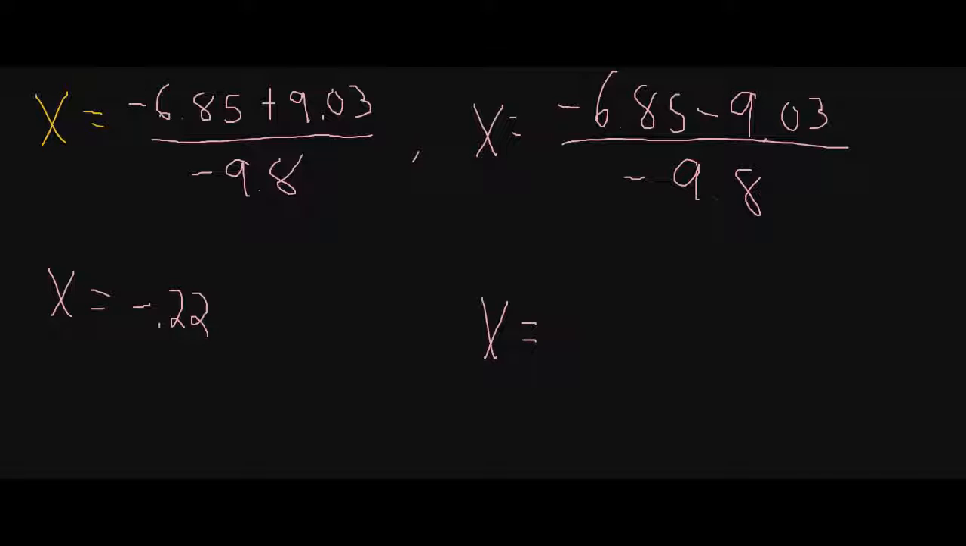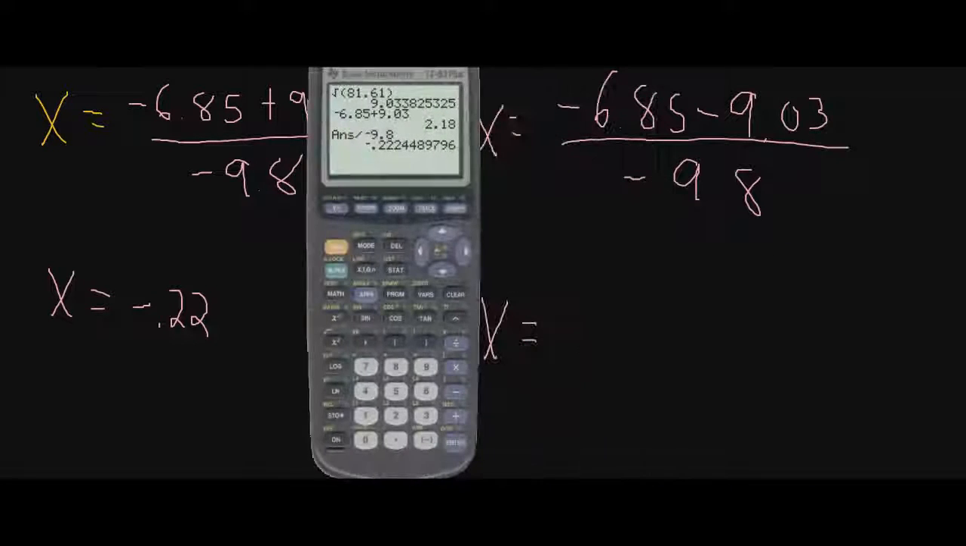Okay. And over here, we go ahead and do this section over here, right? So let's go over here, and we're going to do negative 6.85 minus 9.03. We get negative 15.88, and now we just divide it by negative 9.8. 1.62.